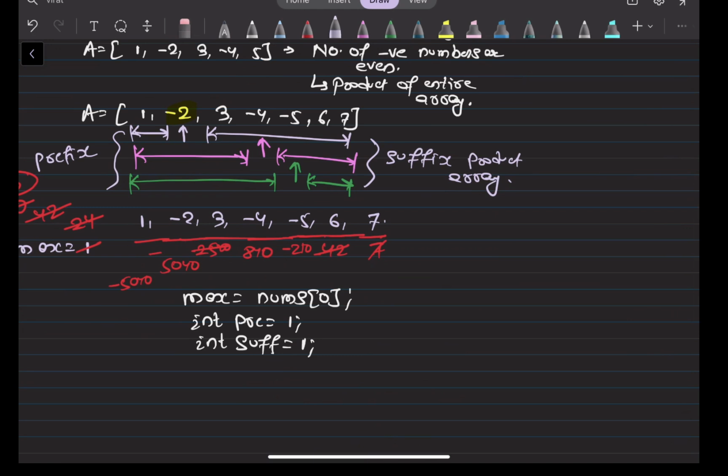What if my array contains 0? Now if the array contains 0, if we keep on continuing with the prefix, after this it will give everything 0. And if we keep on continuing with the suffix, after this everything will give 0. So can I say that whenever we encounter 0, we will set our prefix and suffix to 1? So that means that 0 will not impact the rest of the part.